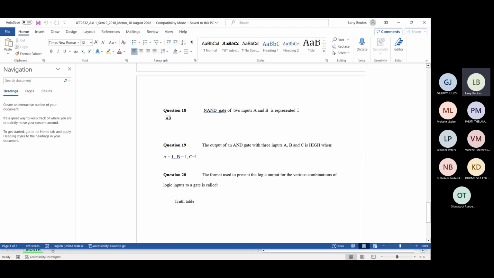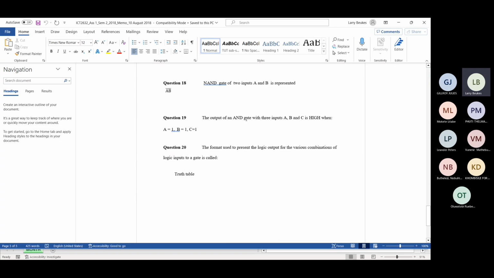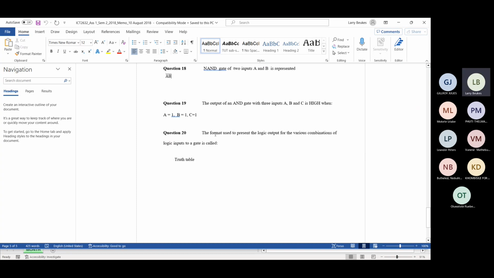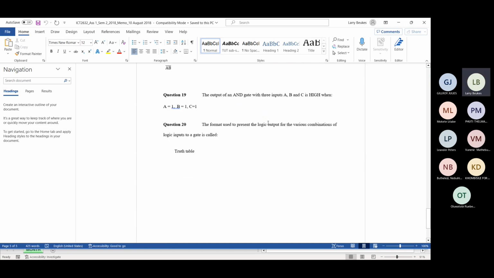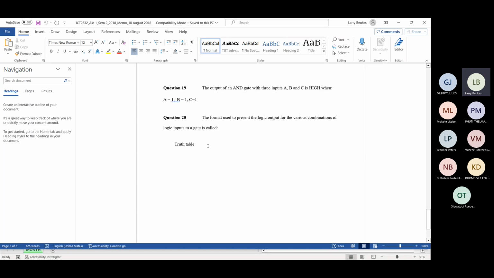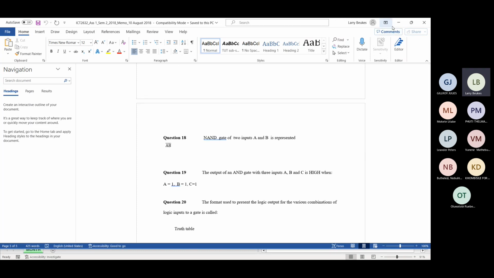Then, okay, the gates, I wanted to brush on these quickly. The output of an AND gate with 3 inputs, ABC, is high when, okay, this is true. Yeah, I wanted that, the truth table. The format used to present logic output combinations is called, okay, the truth table. So that one, I don't know how to phrase it again, but let me just do one last thing.